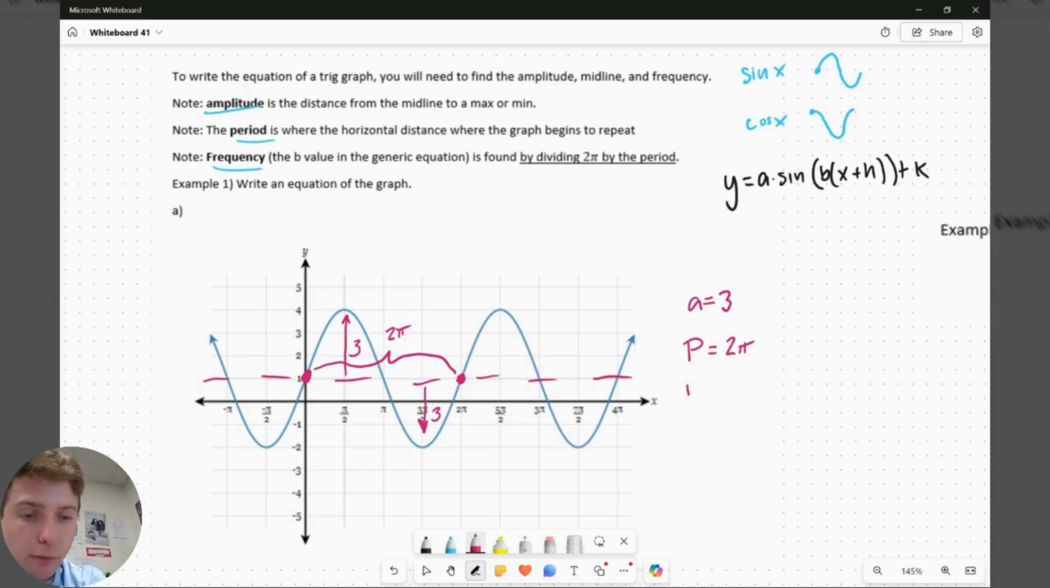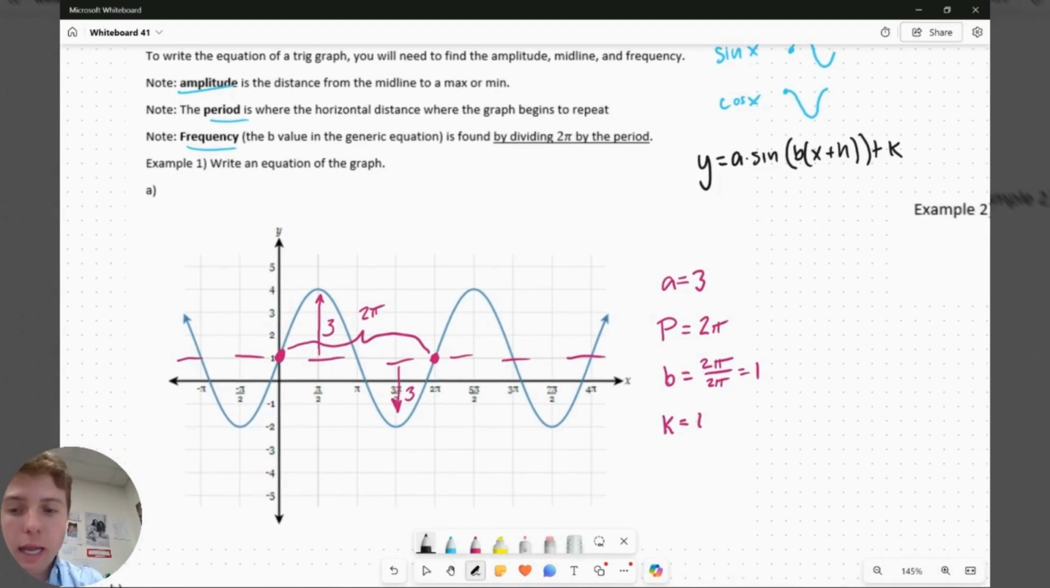We could look at the frequency. Frequency is found, which is the b value. So I'm going to change this to b equals instead, where b is equal to 2 pi divided by the period, where the period is also 2 pi. That gives us a value of 1 in this case. We also know the midline. The midline, remember, is the vertical translation, so it's going to end up being the k value. In this case, our midline, the k value, is just up 1.